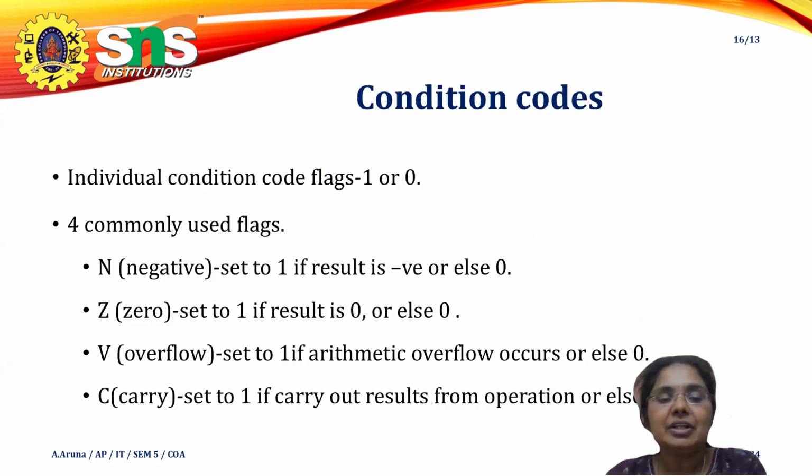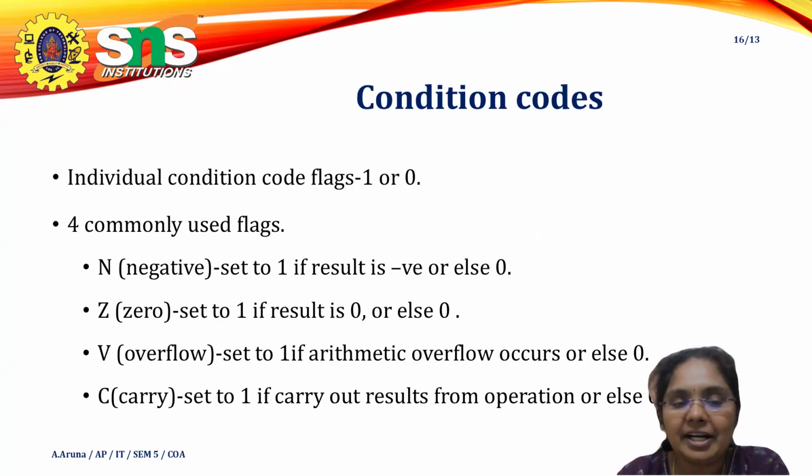Next, the conditional code flags, where each individual flag is 1 or 0. These four are commonly used flags. N is negative: it is set to 1 if the result is negative, or else 0 for positive. Z is zero: it is set to 1 if the result is 0, or else 0. V is the overflow bit: it is 1 if arithmetic overflow occurs, or else 0. C is carry: it is set to 1 if there is a carry out from the operation, else 0. In these four cases, the same 0 and 1 are used in different ways. This type of thing we call conditional flags.